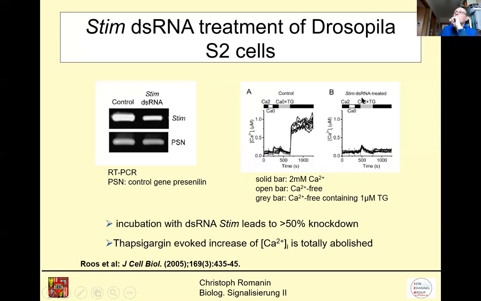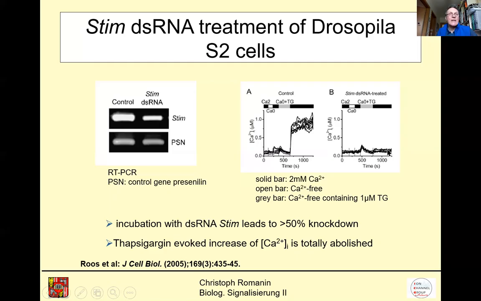When you now see what happens when RNA or siRNA against STIM leads to a knockdown of STIM proteins, you can see here everything looks pretty much the same. Here you see the release of calcium, but whenever we go to a calcium-containing extracellular solution, what's completely missing here is the influx of calcium. So it seems that this siRNA highly efficiently inhibits the influx of calcium over these calcium channels.